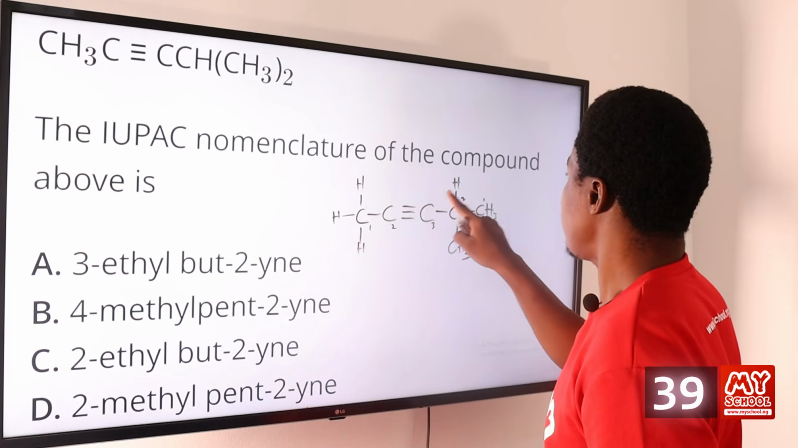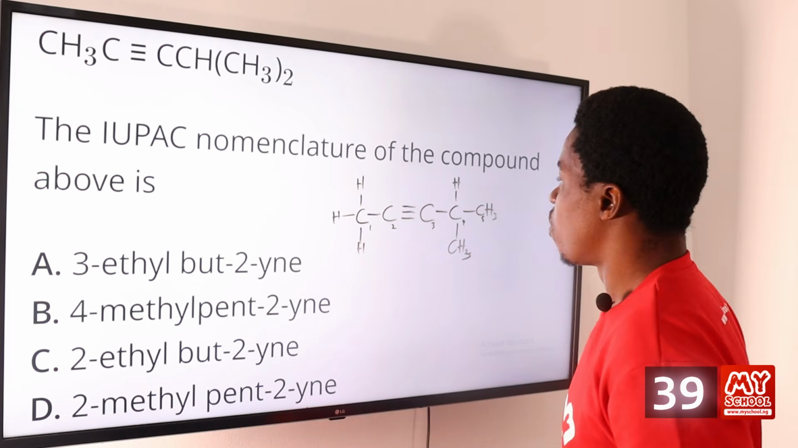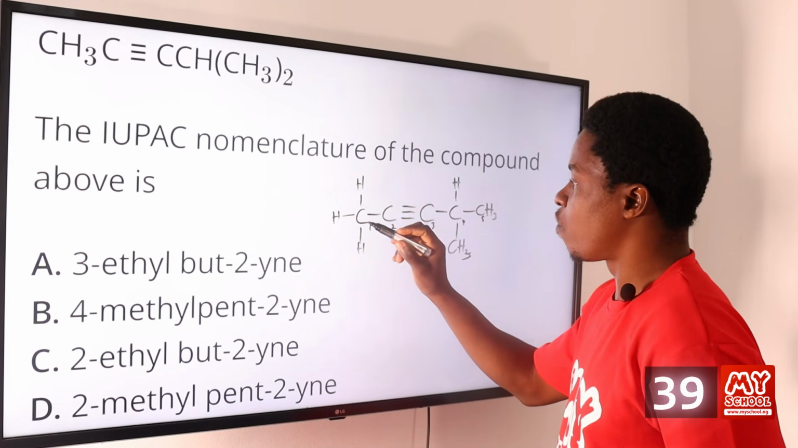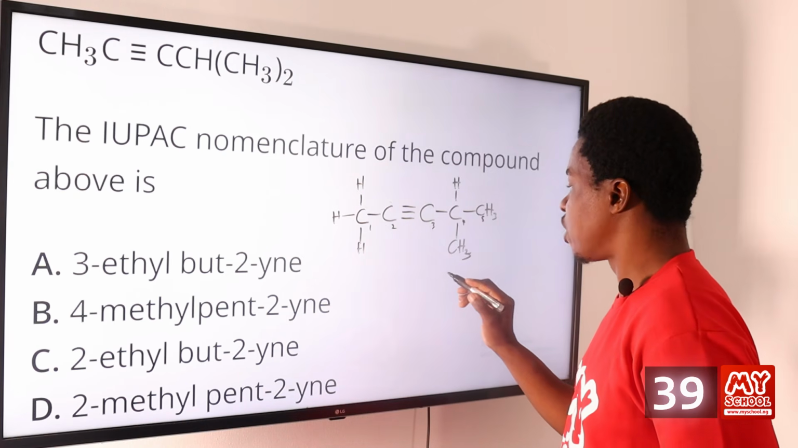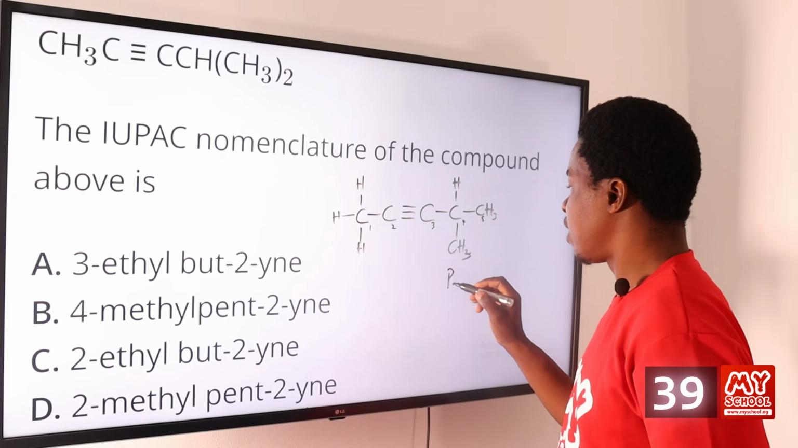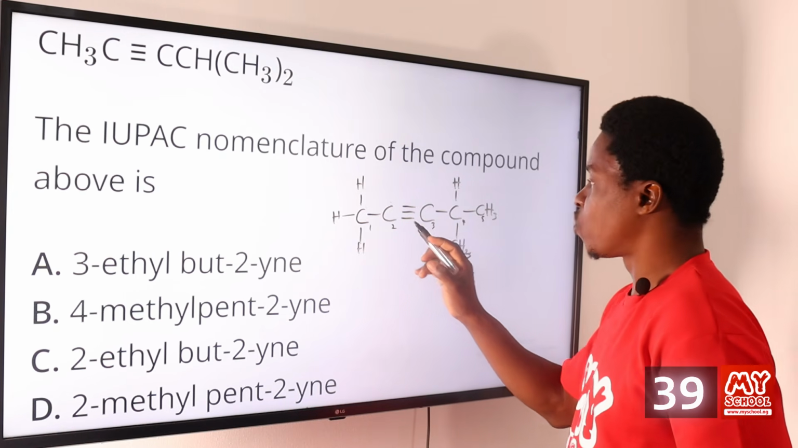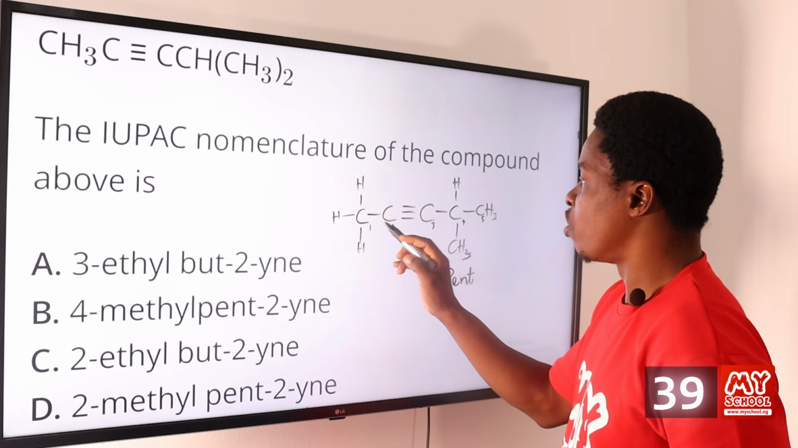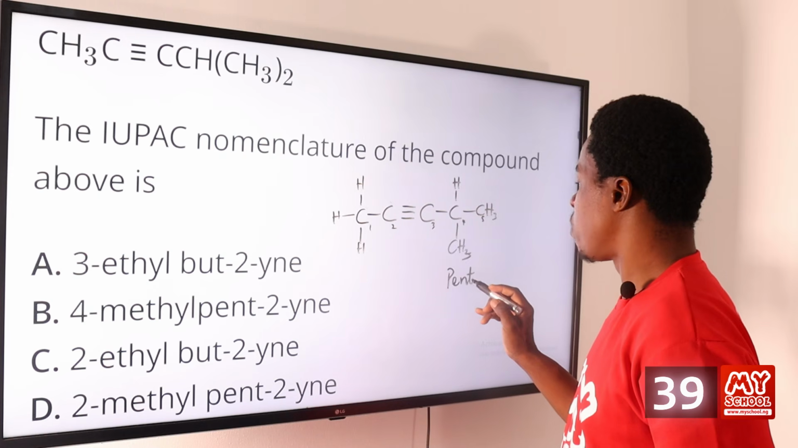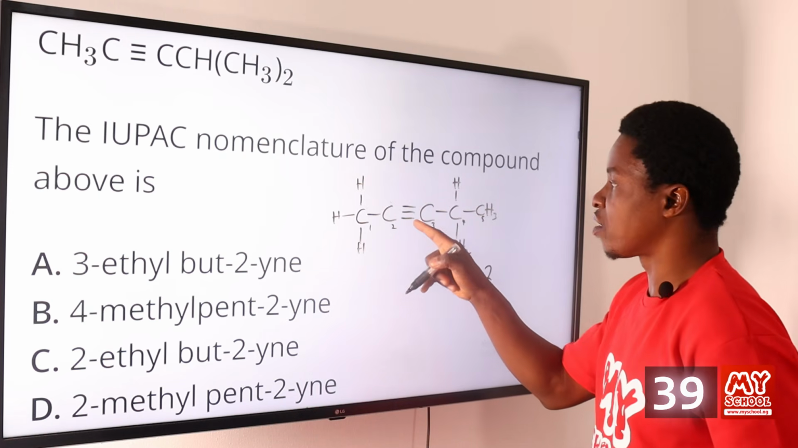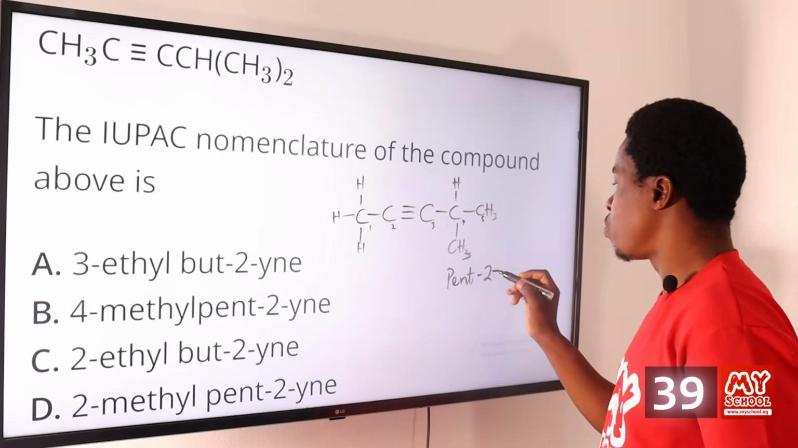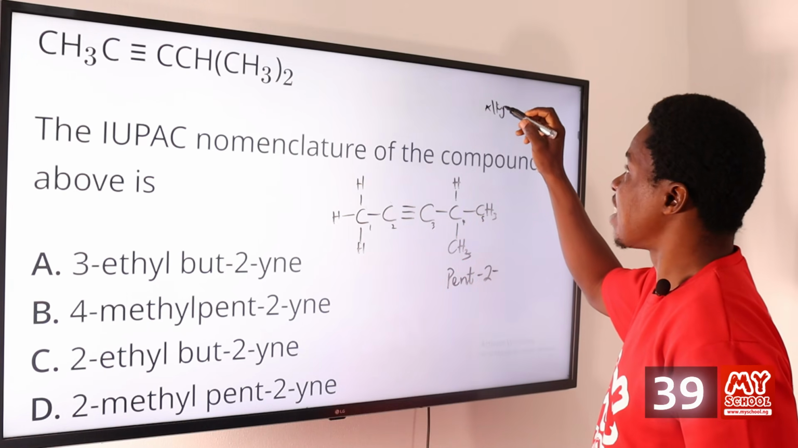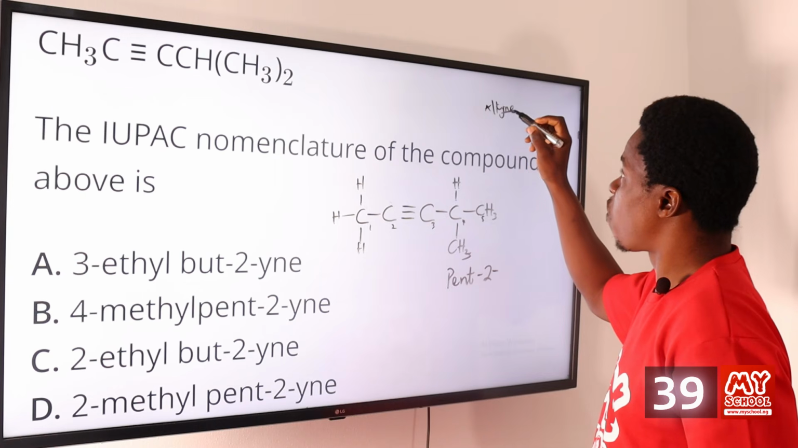So we name it this way. The first thing is the longest chain is what we are naming. This has 1, 2, 3, 4, 5, that is pent. Because we have a triple bond here, and we are naming from here, on carbon 2, it is going to be pent-2, because the triple bond is on carbon 2. A triple bond means it is an alkyne, so it's going to carry the name ending YNE.